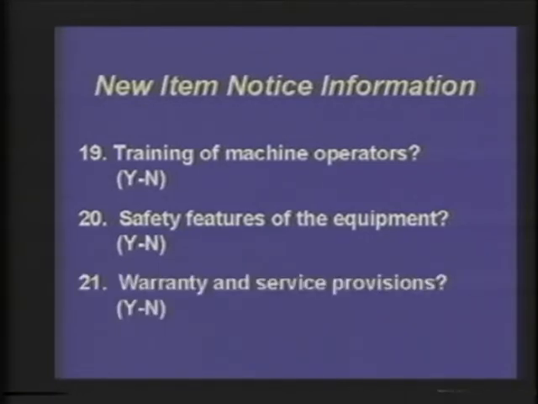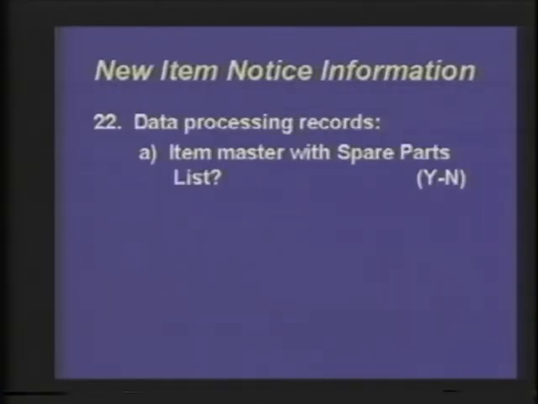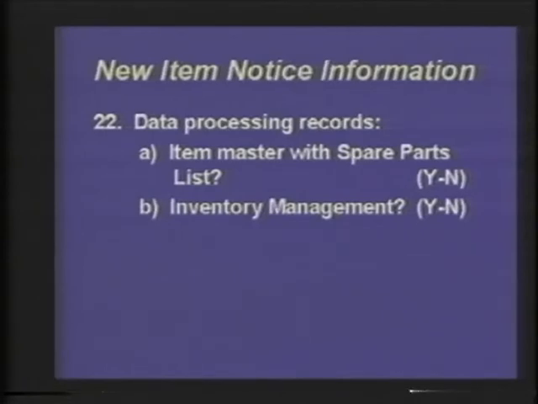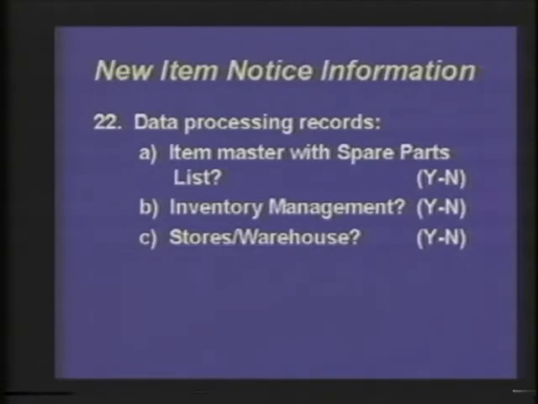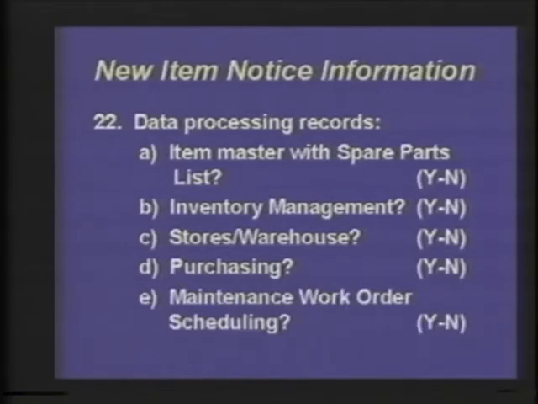21 is the warranty and service provisions, and then 22 would be the development of the records for CMMS, such as the item master with all of the spare parts. That's going into module 1. Inventory management is module 2. The warehousing would be module 5. The purchasing is module number 4. And the maintenance work order scheduling would be module number 7. And the financial data would be in module number 9.